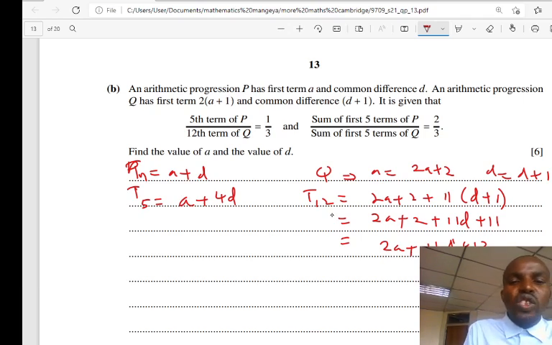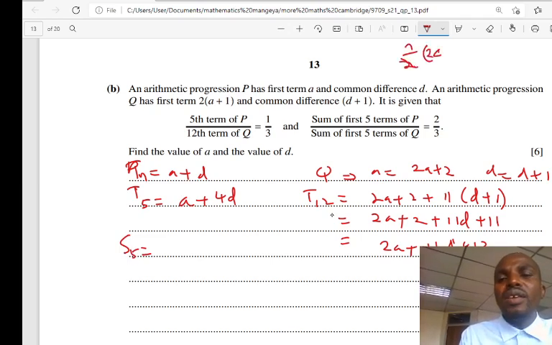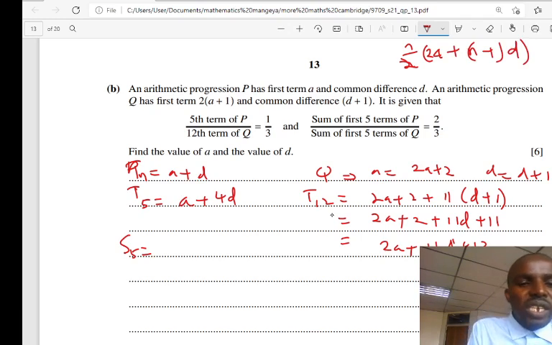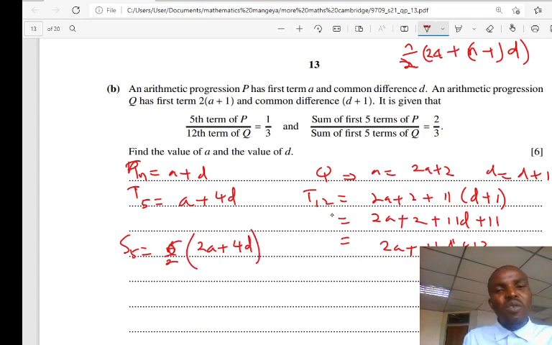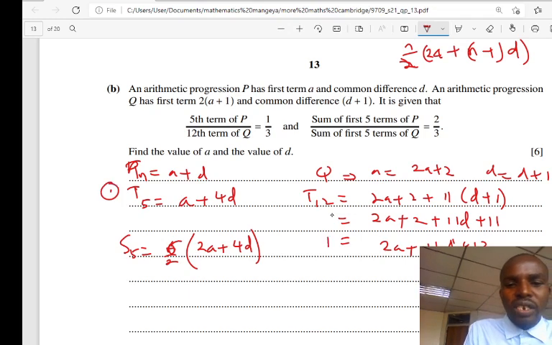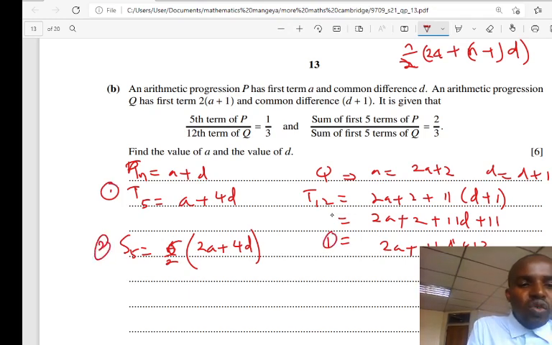Then this over this is equal to, we have the sum of the first 5 terms of P. Sum of n terms, remember, is n over 2 times 2A plus n minus 1 times D. Which means S of 5 terms will be 5 over 2, then 2 times A plus 5 minus 1, which is 4 times D. So this one is the sum of 5 terms of P. Then the second one, we have the sum of 5 terms of Q. This one is Q, this one was P.